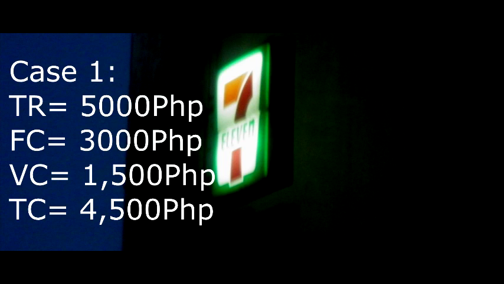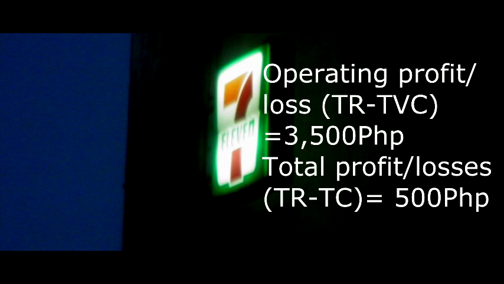For example, a firm's total revenue is 5,000 pesos. The fixed cost is 3,000 pesos. Variable cost is 1,500 pesos, and the total cost is 4,500 pesos. The operating profit or loss, which is total revenue minus total variable cost, is 3,500 pesos. The total profit or loss, which is total revenue minus total cost, is 500 pesos. In this case, the firm continues to operate.